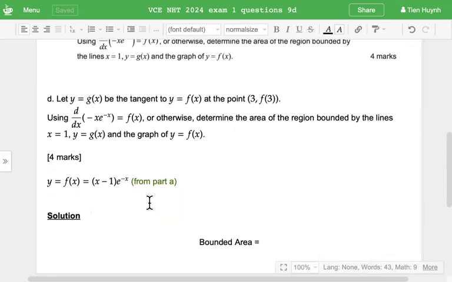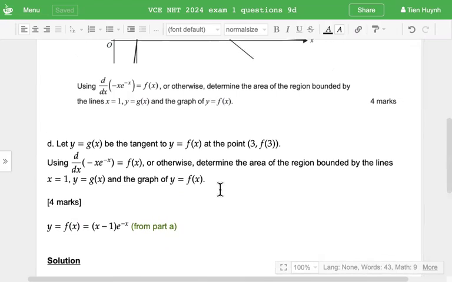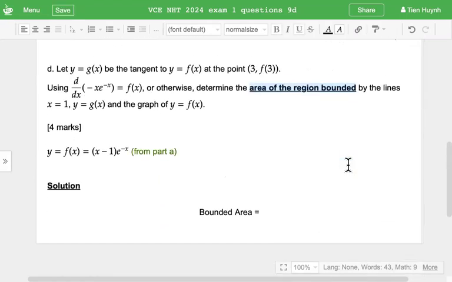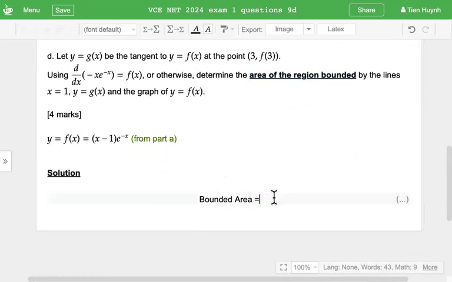So let's work through the solution because they are asking us to find the area of the bounded region, right? So let's look at how we can do it.